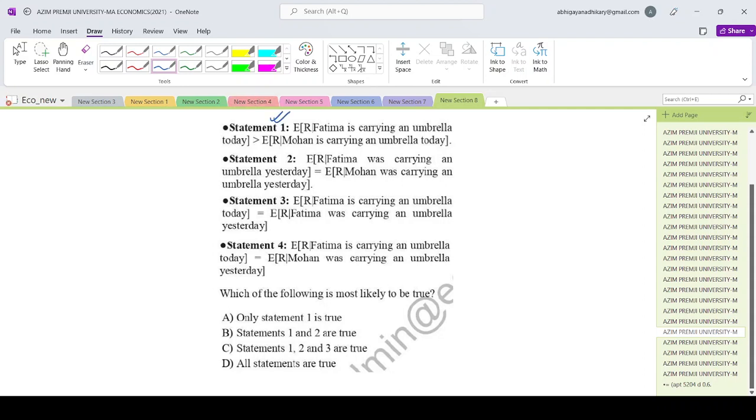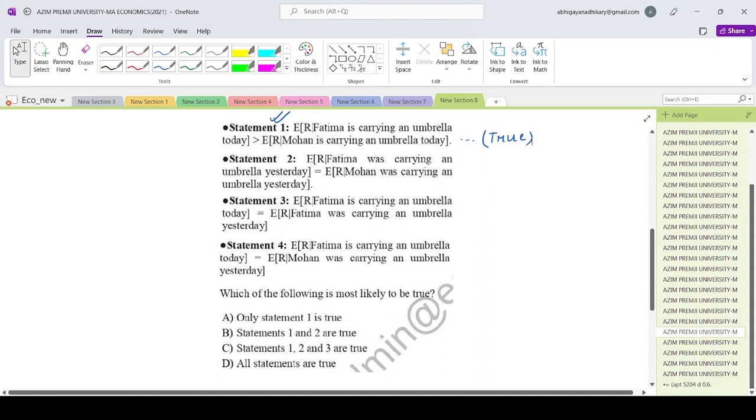Otherwise, you won't be able to mark any of them. So statement 1 is true anyway. Without any prior judgment, you can straight away conclude that because statement 1 is common in all the four options, it has to be true, otherwise, you can't mark any option. So now, if you understand this, it's given that the expectation of R given Fatima is carrying an umbrella today is greater than the expectation of R given Mohan is carrying an umbrella today.